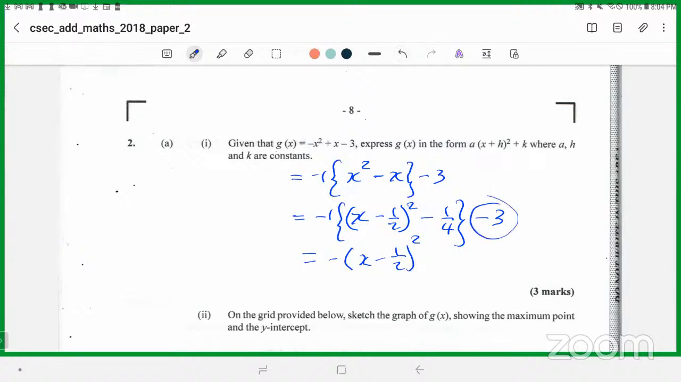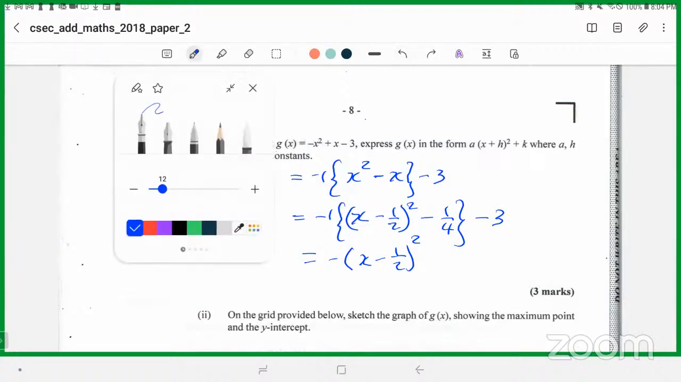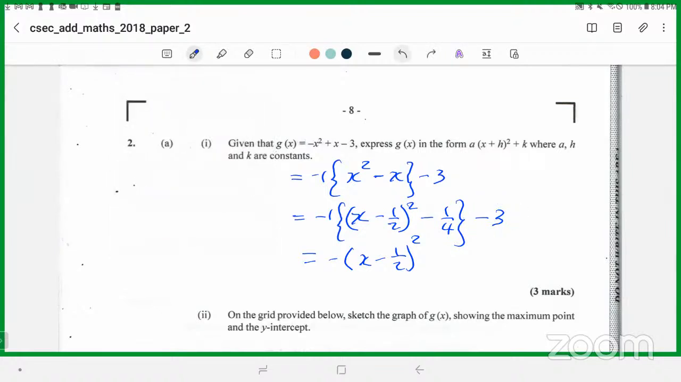I'm going to write this now as 12 over 4. I realize that it's going to be over 4. I'm going to write this 3 as 12 over 4. I had 3, I want 4 under here, so I'm multiplying here by 4. It becomes 12 over 4. So I'm writing that 3 as 12 over 4.